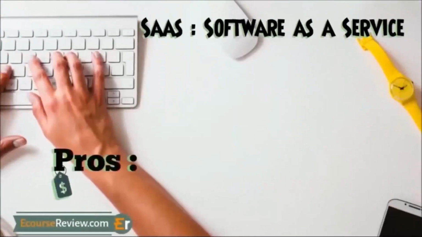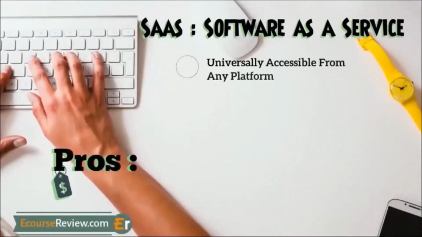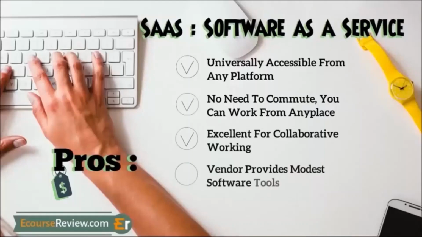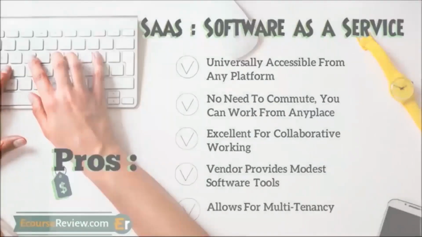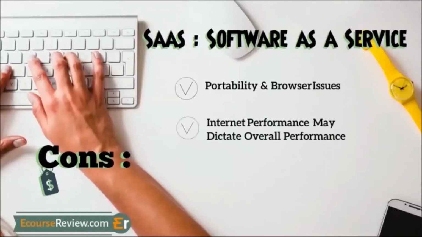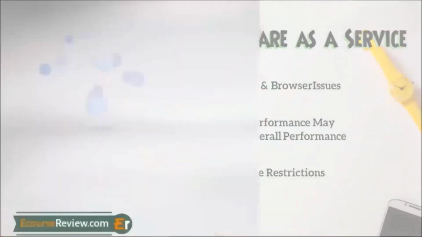Pros: universally accessible from any platform. No need to commute. You can work from any place. Excellent for collaborative working. Vendor provides modest software tools. Allows for multi-tenancy. Cons: portability and browser issues. Internet performance may dictate overall performance. Compliance restrictions.